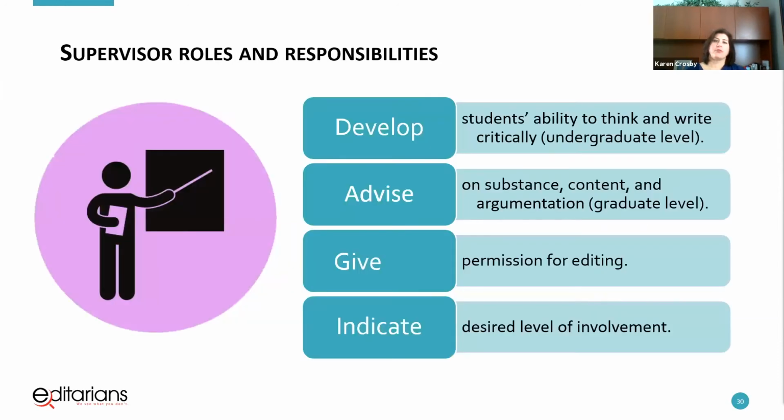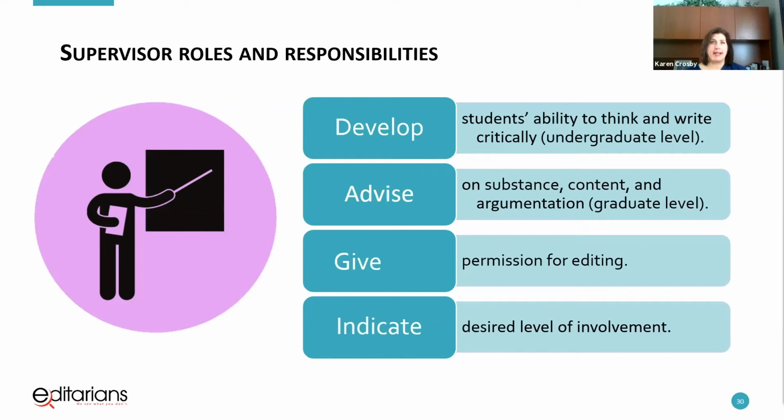The supervisor roles and responsibilities: at the undergraduate level, there's an expectation that students receiving a bachelor's degree are developing their ability to think and write critically. So these profs are going to evaluate the substance of a paper, but they're also going to address errors in formatting, grammar, spelling, and punctuation. At the graduate level, there's an expectation that students already know how to think and write critically, and that it's no longer the supervisor's job to fix their papers. The supervisor's role is to work with the students on the substance of the paper.